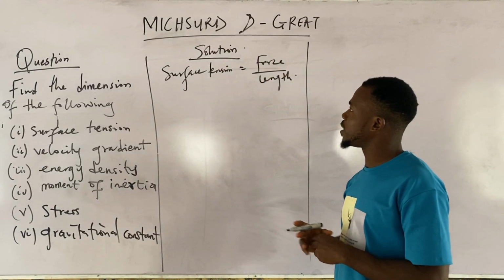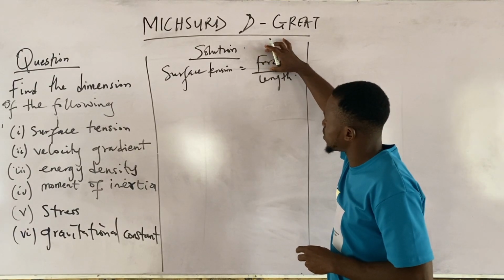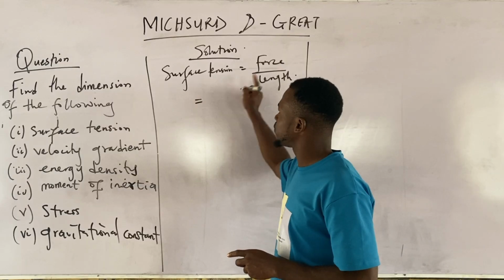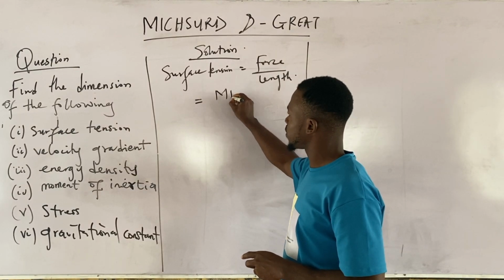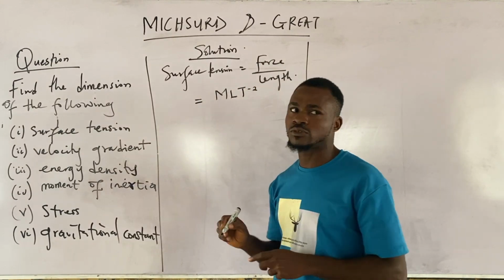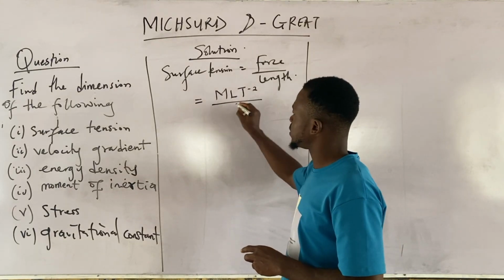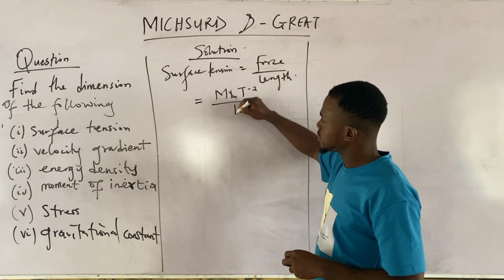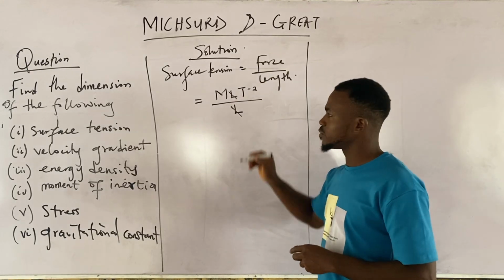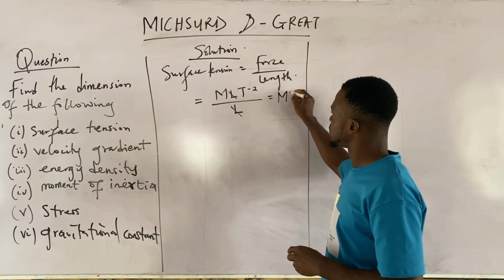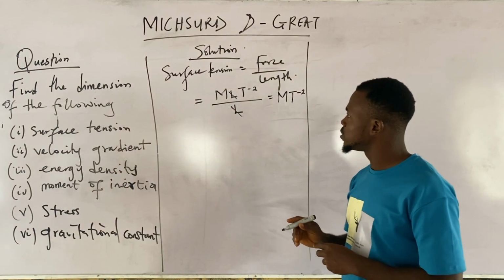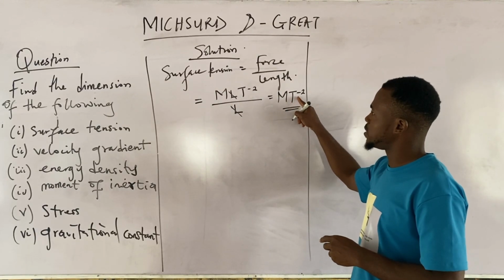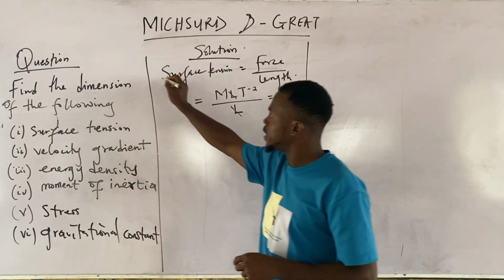So if I want to get the dimension, I need to know the dimension for force and the dimension for length. The dimension for force is MLT^-2, and the dimension for length is L. Here you can see that the length cancels out the length. So we'll be left with MT^-2. So the dimension for surface tension is MT^-2. Now let's do the next one.